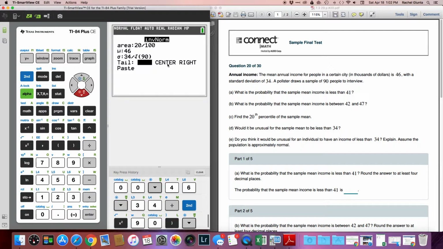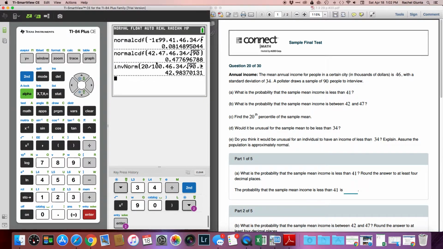Again, you're probably not going to have this line here on your calculator, but if you do, just keep it at left, paste, enter. And because it's not a probability, it doesn't need to be a 0 point something number.